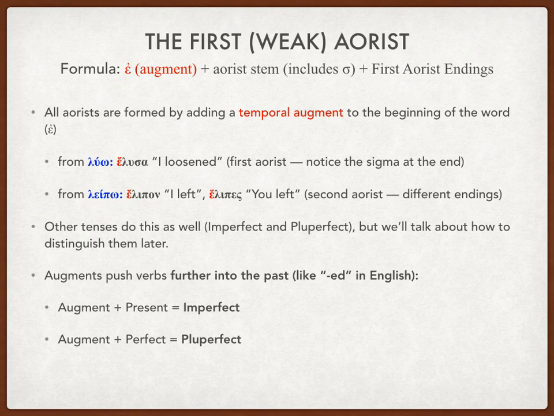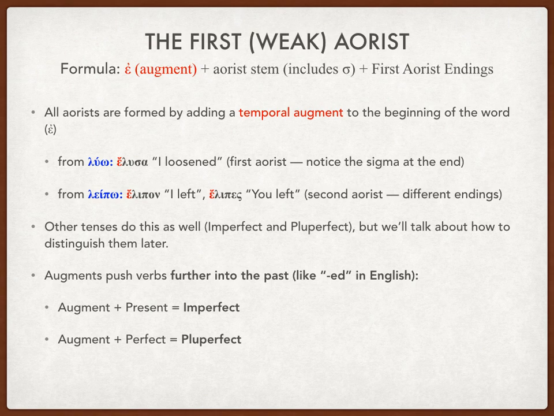So, for example, with the verb luo, I loosen, when it goes into the aorist, the form is elusa. You can see that on the second bullet point on this slide. You can see all three parts of the formula here. Epsilon is put at the beginning. You can see that in red. That's my temporal augment to tell me it's in past time. I'm still using the same stem lu, but added a sigma to it before adding the first aorist ending a. Alpha is how I say I in the first aorist. So elusa means I loosened.